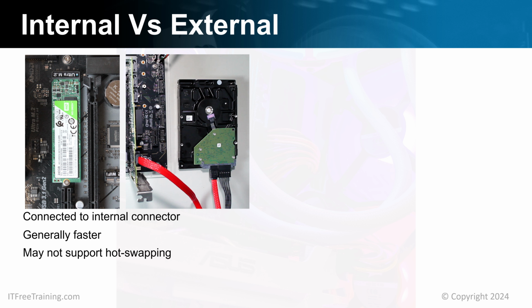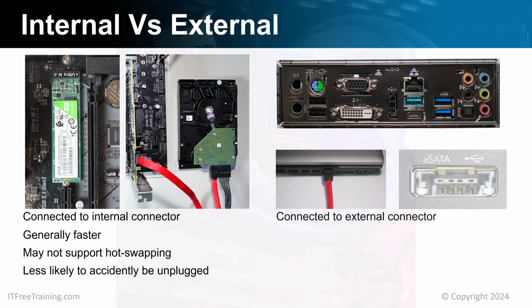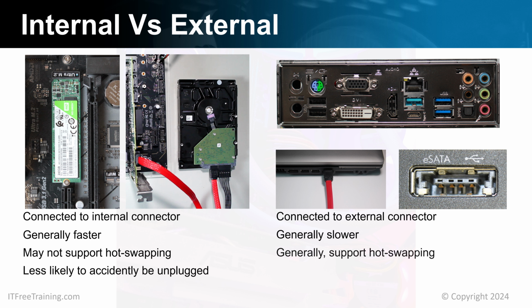The advantage of it being inside the computer is it is less likely to be accidentally unplugged. By contrast, external storage is connected to the computer via an external connector. These will be found generally in the I/O area or an external port like a USB, eSATA, or Thunderbolt connector. These connections are generally slower, although new connections like USB 3 and Thunderbolt are pretty fast. The advantage of external connectors is that they are generally hot swappable. That is, you can plug and unplug them without having to shut down the computer.